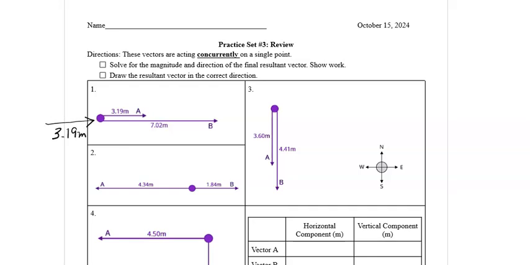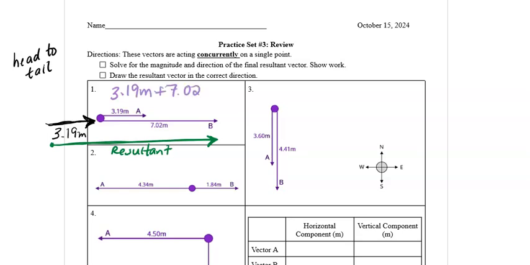Hey guys, so in order to find the resultant here, I'm just going to put my vectors head to tail. So notice that when you line them up, it becomes like a really long arrow like this. That's your resultant. So how you figure that out is you're just going to add them up. When they're in the same direction, you can just add them.